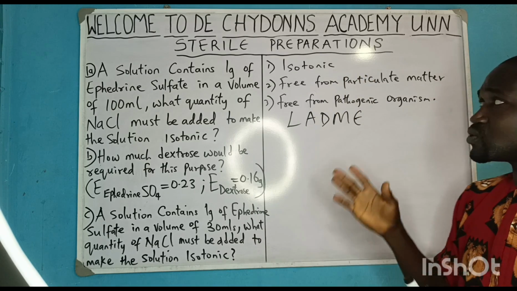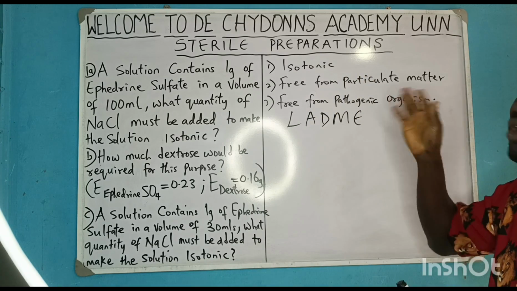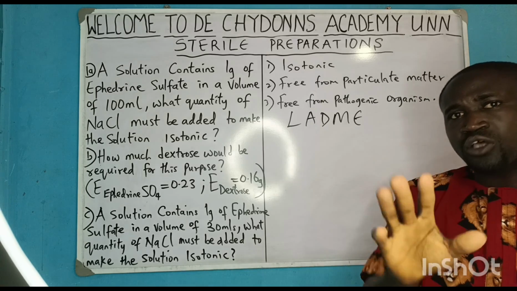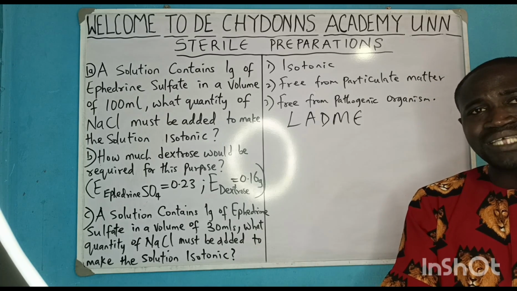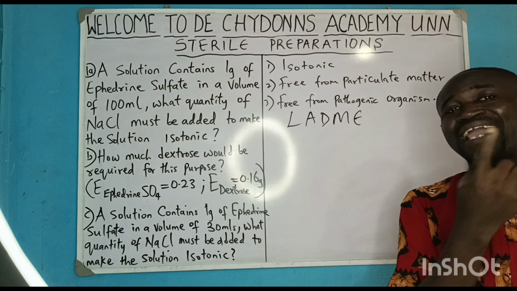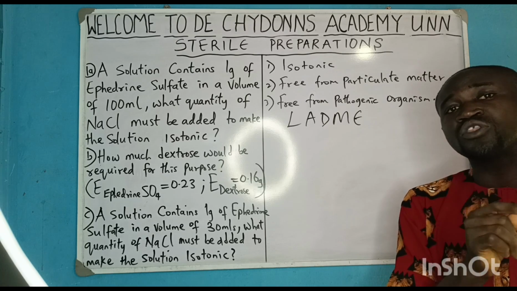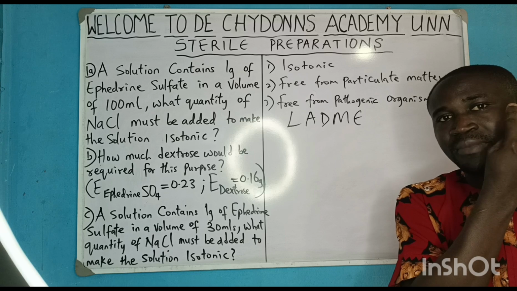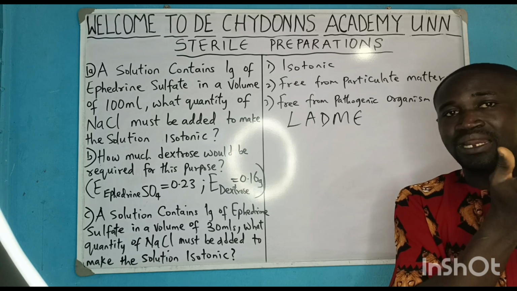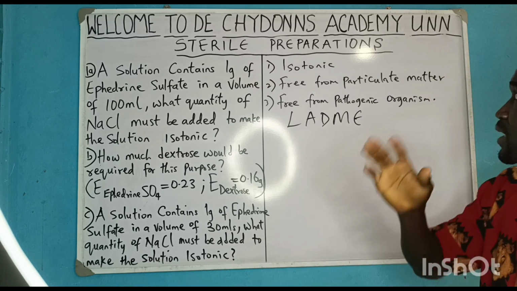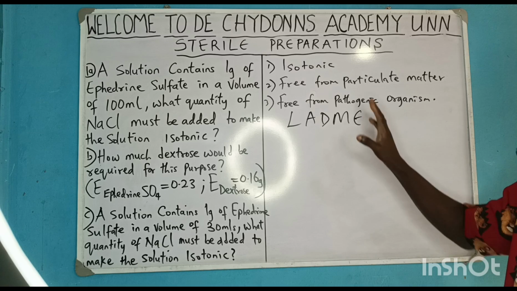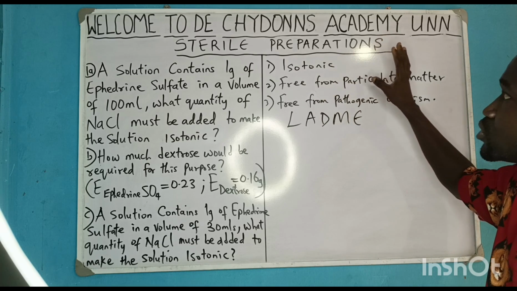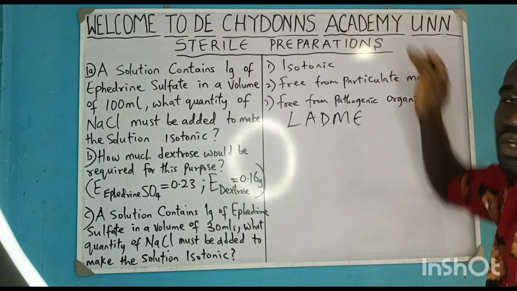We will still discuss why it is important that it must meet these conditions. More examples are eye drops. They must meet these conditions, otherwise they will cause problems to the lacrimal glands. So let's see why it is important that these sterile pharmaceutical preparations must meet these three conditions.